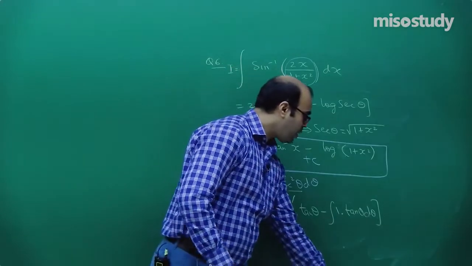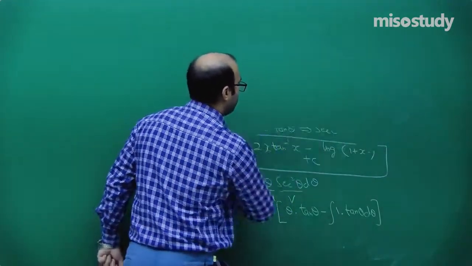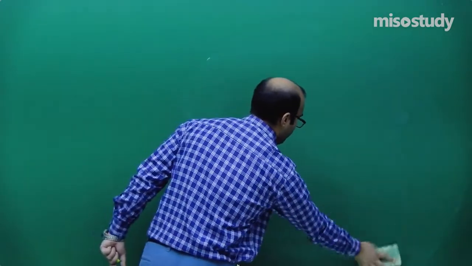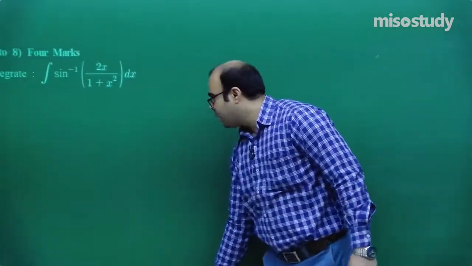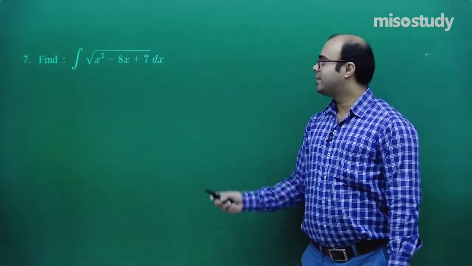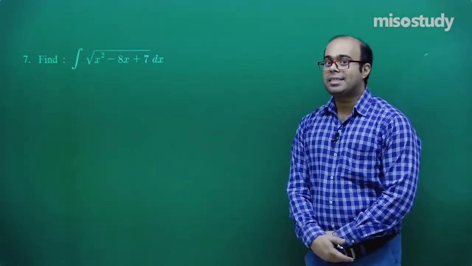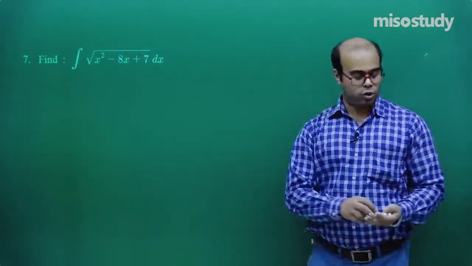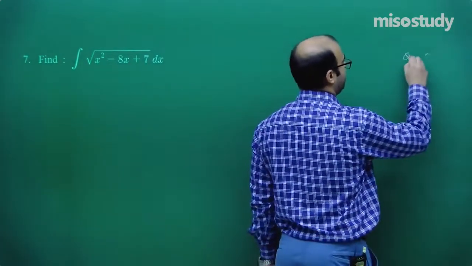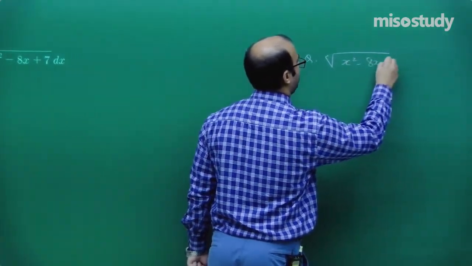So after this we come to the next question, that is the 7th question. 7th question, as we see, is again a 4 marks question, and it says find the integral of root over x square minus 8x plus 7. So let us find out what should be its integration. Root over x square minus 8x plus 7.